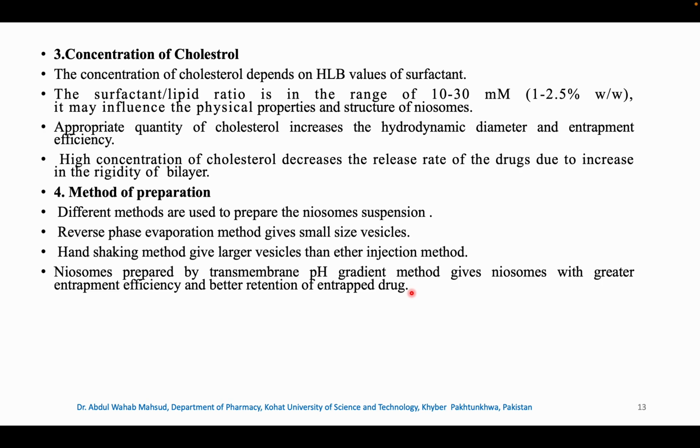If we want to prepare niosomes in which the entrapment efficiency should be increased, which method should be used? The transmembrane pH gradient method. It is the best method if we want to enhance or increase the entrapment efficiency of niosomes.